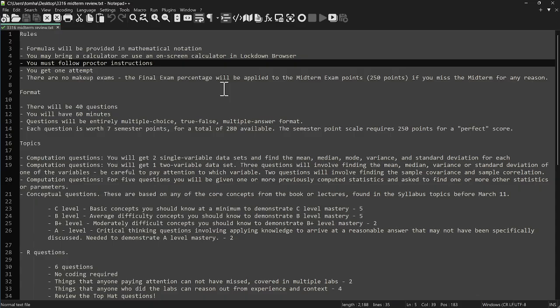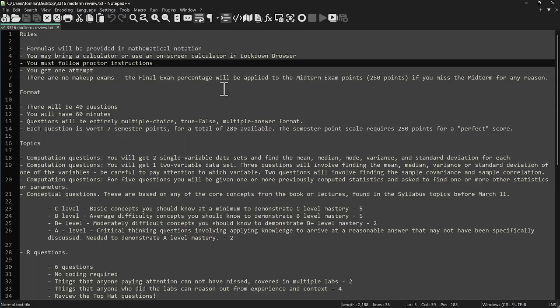There are no makeup exams. If you miss your scheduled time, the final exam percentage will be applied to the 250 points for the midterm. That's for any reason. Flat tire, didn't leave home on time and got stuck in traffic, medical emergency, other kind of emergency, family emergency, doesn't matter. Or just got drunk and were too hungover to take the exam.